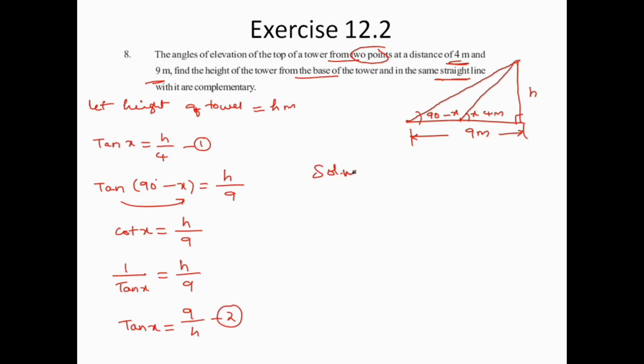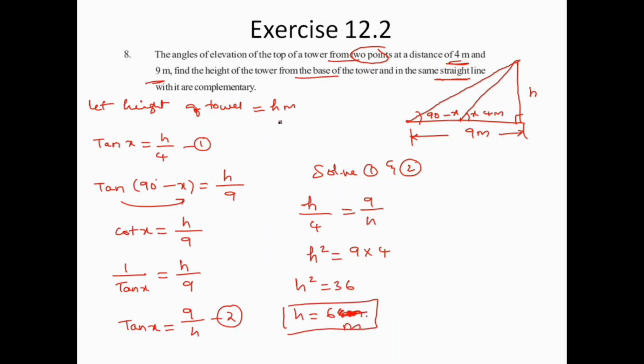So I'm solving equations 1 and 2. I'm substituting and making them equal. When I do that, I'm getting h by 4 is equal to 9 by h, right? So this is nothing but h square is equal to 9 into 4. So h square is equal to 36. So I can take this as h is equal to 6 meters, as I had taken meters here. Okay. So this is your height of the required tower. I hope this is also clear to everyone.